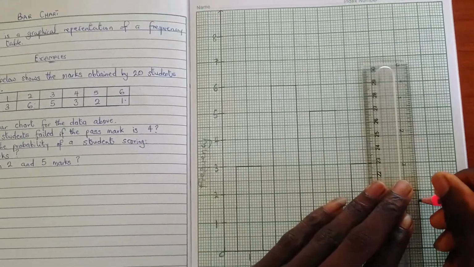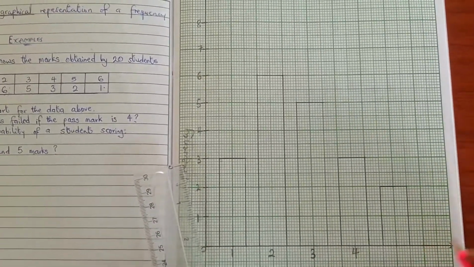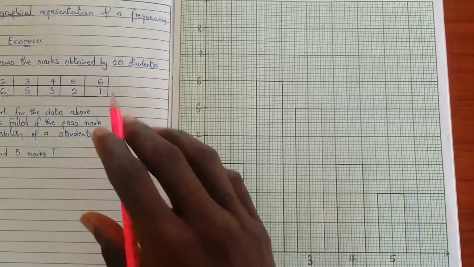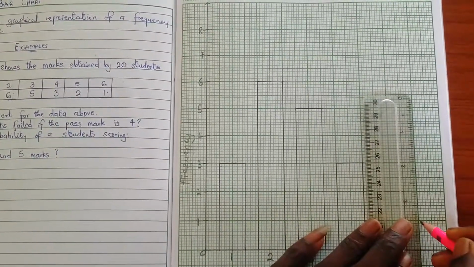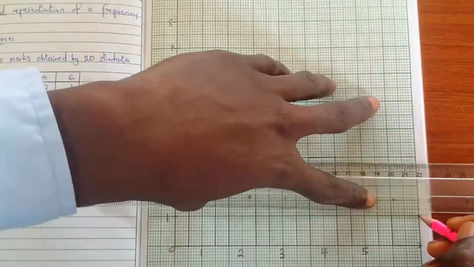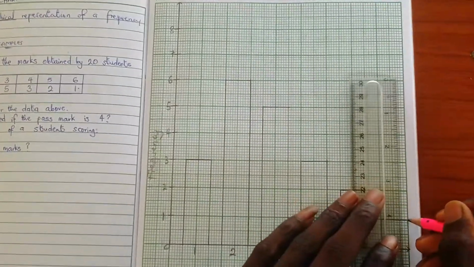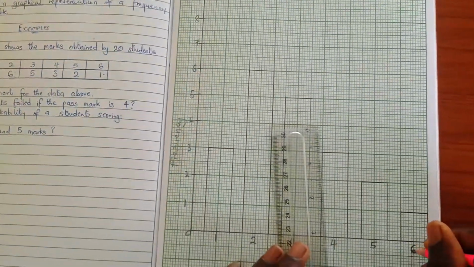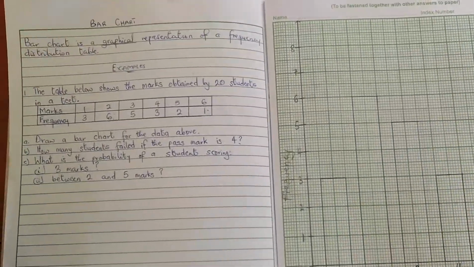We close this one. Then we also leave the same 1 centimeter before we draw our last bar, which is the 6th bar, and that one is 1. So we are going to rule from the horizontal line to the 6th, which is 1 as its frequency, and it's going to end here. And this is how we draw a bar chart.